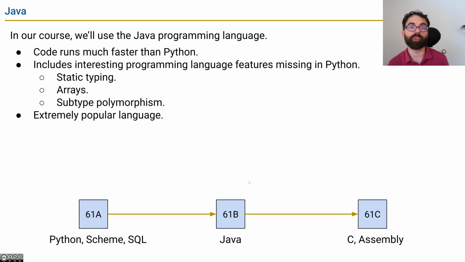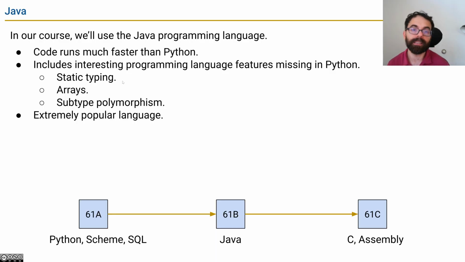Now in this course, we're going to use Java. The reason we're using that instead of what you might have seen if you're a Berkeley student taking 61A, one reason is that the code you write is much faster than Python, so Java code tends to run much faster. It is possible to write fast Python code as well, but generally speaking, it is easier to write fast code in Java. Two, it's going to include a bunch of different programming language features that I really like that are not present in Python, like static typing and arrays and subtype polymorphism. And we'll be seeing these ideas throughout the first 4 weeks of the class.